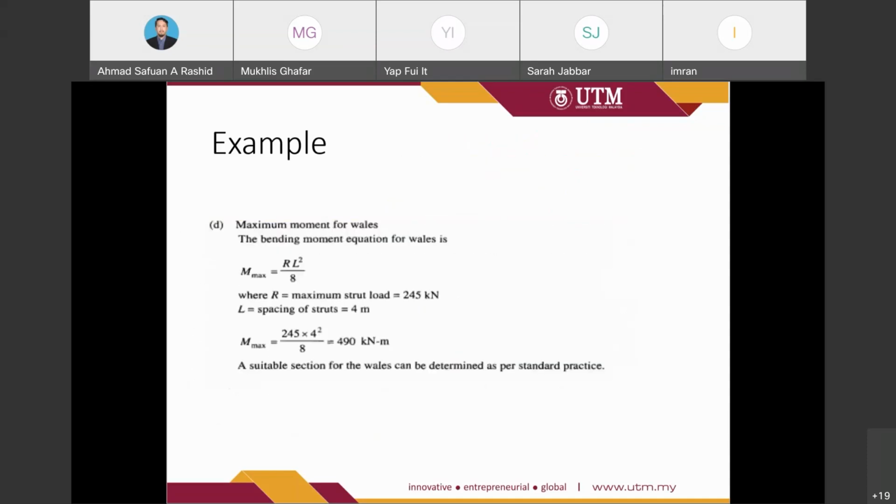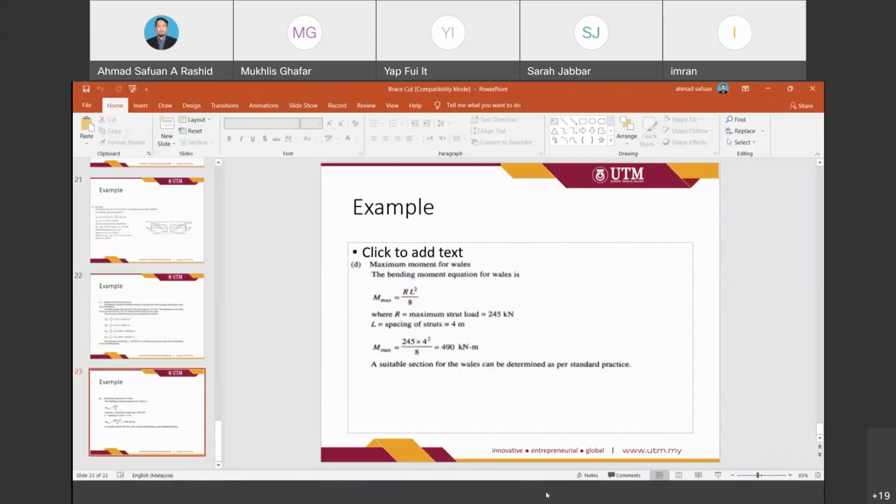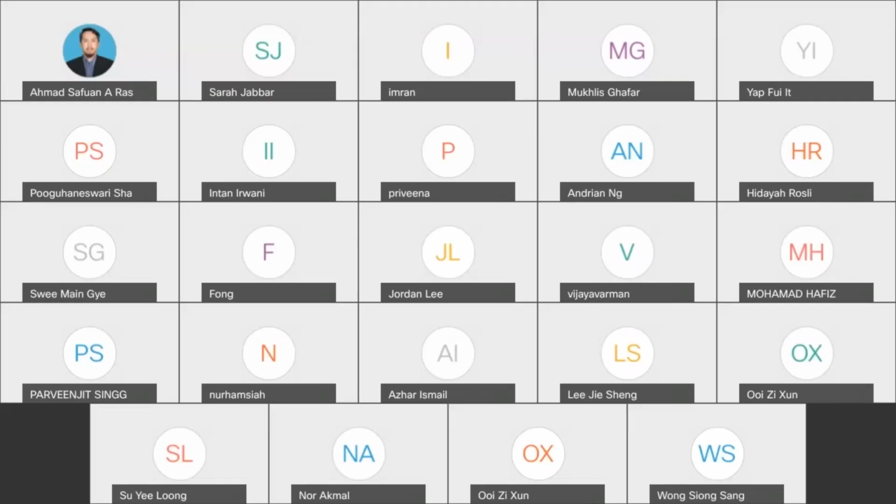So that is for the bracing system, the brace cut system. I also include one example. Let me open it first.